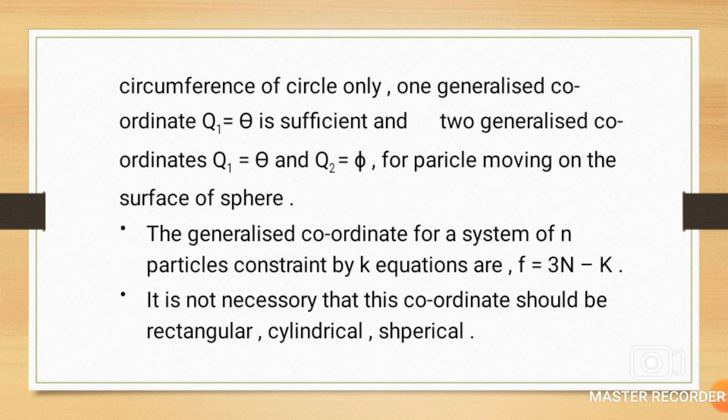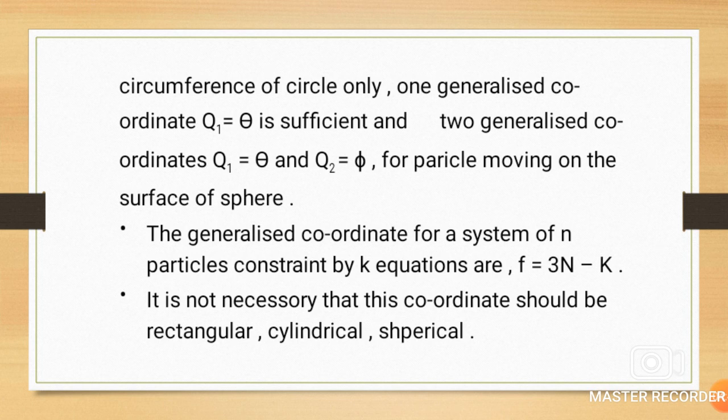Again, in a sphere r is a constant; only theta and phi are required to describe the system of a particle, that is, a particle moving on the surface of a sphere. So for a particle moving on the surface of a sphere there are two generalized coordinates, theta and phi. The number of generalized coordinates for a system of n particles constrained by k equations is f equal to 3n minus k.